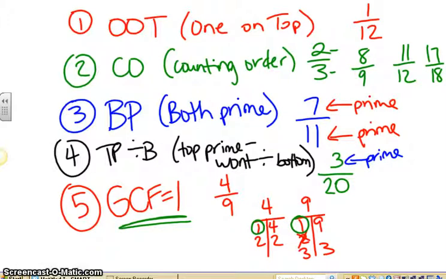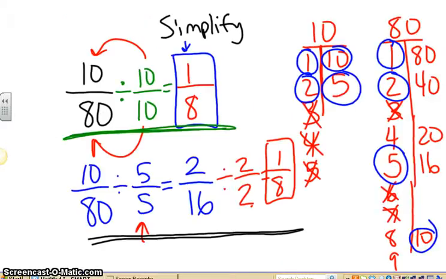If the greatest common factor between those two numbers, the numerator and the denominator, is 1, then you know your fraction is already simplified. So you're going to have to use these rules, and when you simplify a fraction, you are going to have to tell me how you know it's simplified. So this 1/8 would not have been a complete answer. I would need to write OOT, because I know that there is a 1 on top. So I know now that it's simplified, and I've proved it by finding the rule that matches it.